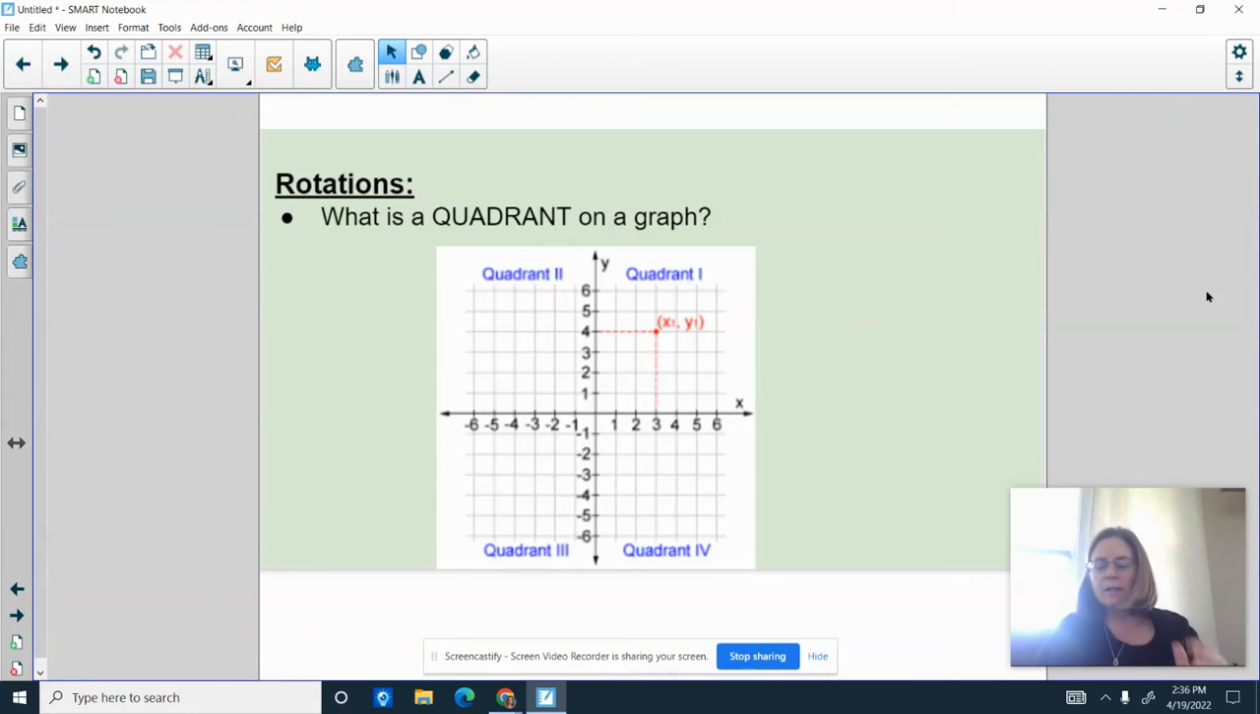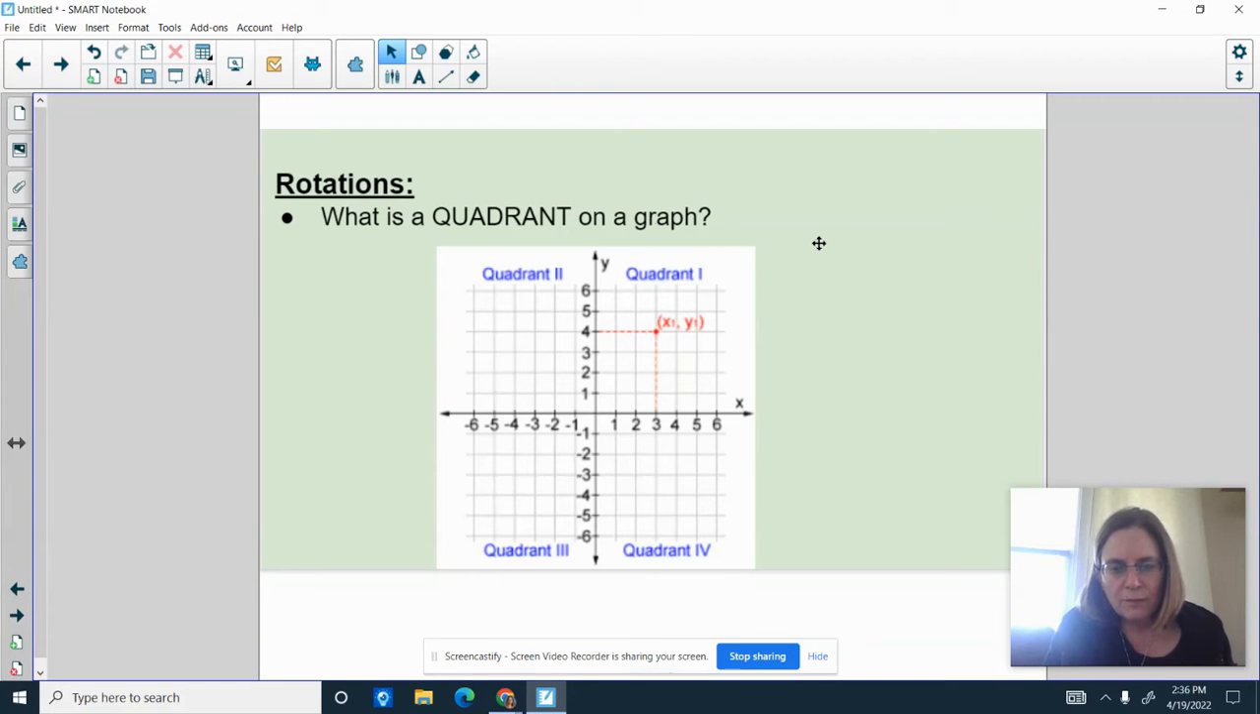Today I'm going to teach you how to do rotations of coordinate points and images on a coordinate graph. So you have to know how to graph points and images first of all. So let's just review that a little bit about the basics of graphing.